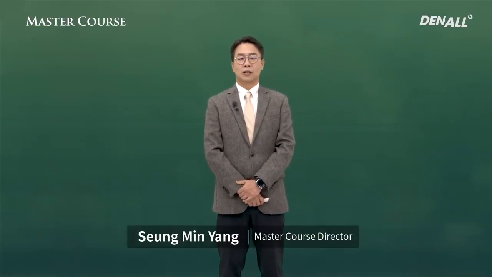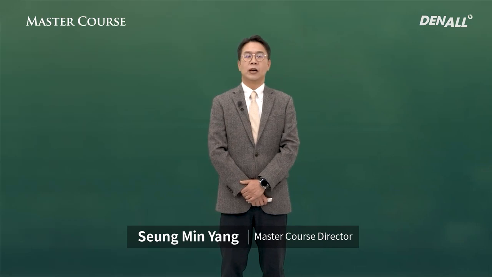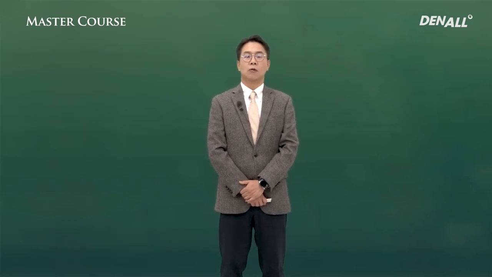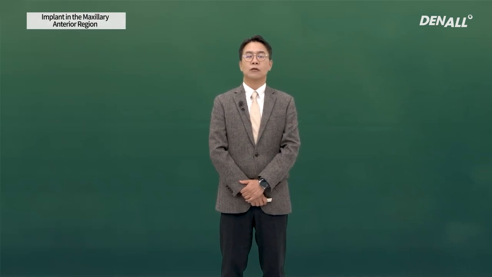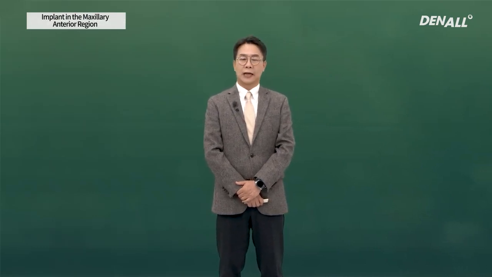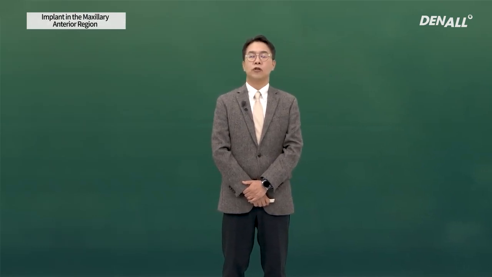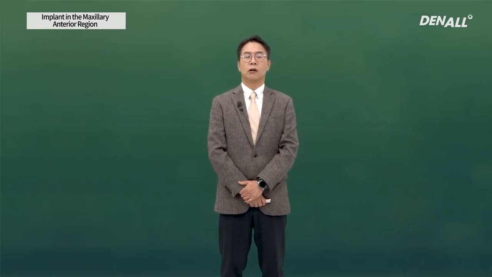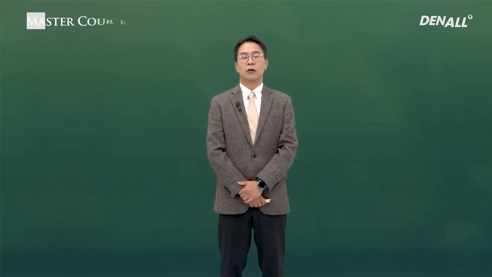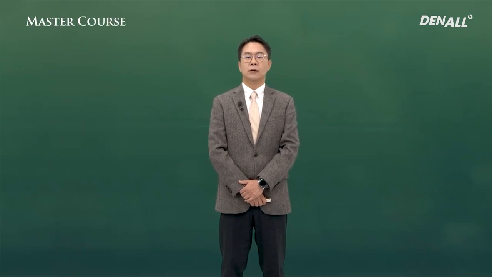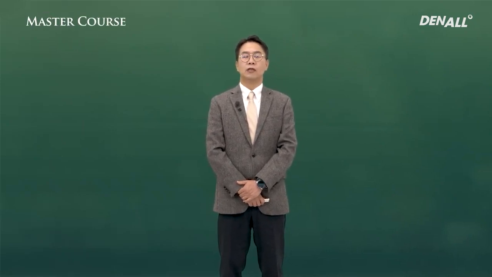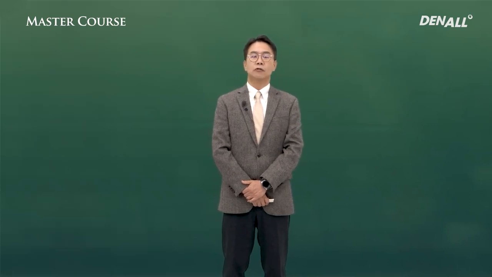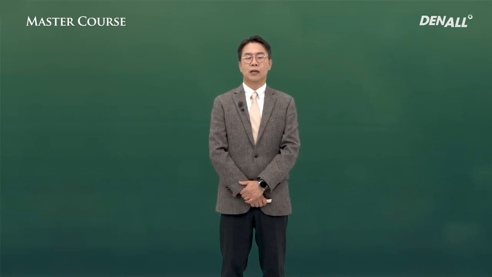The anterior maxilla is an aesthetic area in which to place an implant, so many things need to be considered. For successful upper anterior restoration, the aesthetics of the restoration as well as the aesthetics of the surrounding soft tissue are essential. For that, the implant placement depth is very important. Today, I'm going to talk about the implant treatment process and the components of aesthetics.